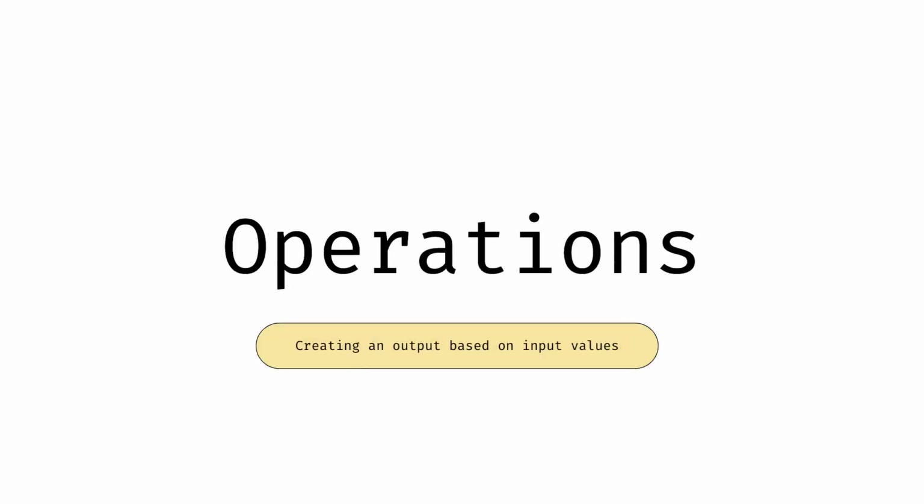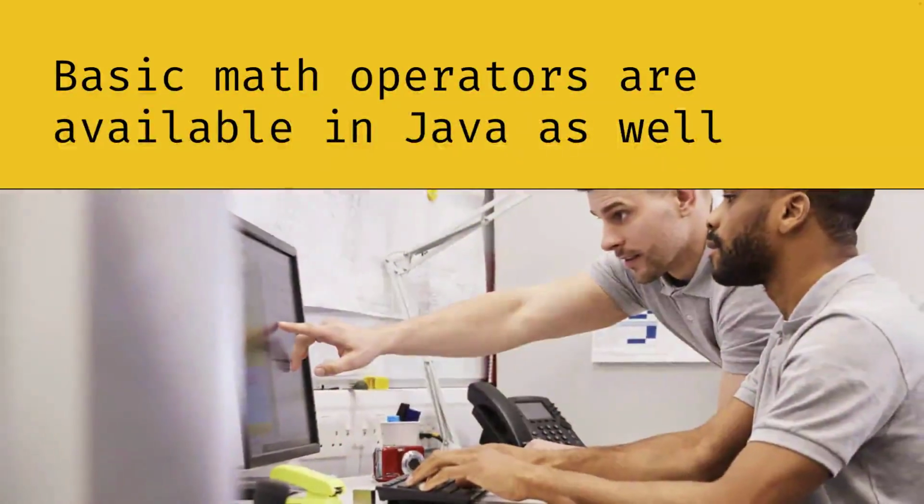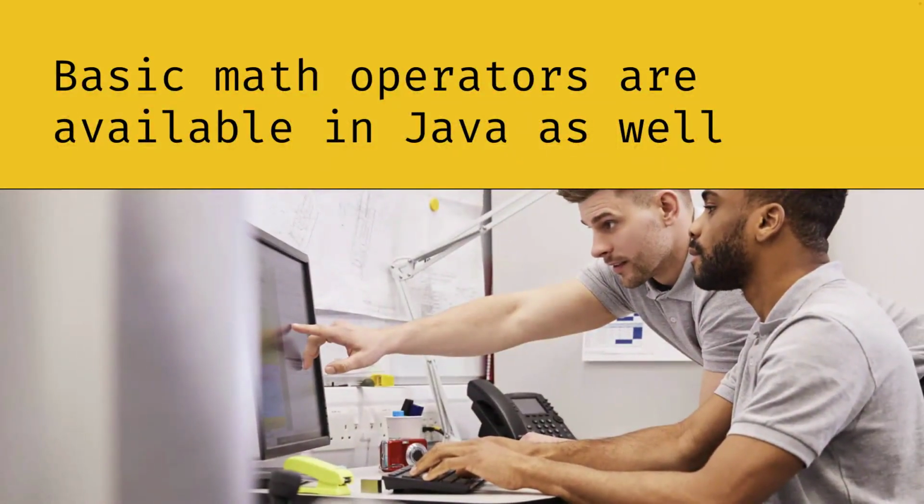Now that we've seen primitives, we can have a look at some of the operations that we can do. Operators are used to change input values to new output values. Operators are more a math concept than a Java-specific concept. The basic math operators are available in Java as well.